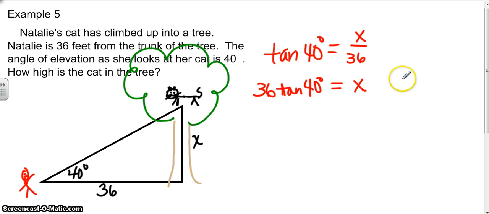And now I want to do this on the calculator. Make sure that your calculator is in degree mode when you do this and not in radian mode. If it's in radian mode, you get a totally different answer. So check and make sure that your mode is in degree. And then punch this in your calculator and you get x is about 30.2 feet. So that's how high the cat is.